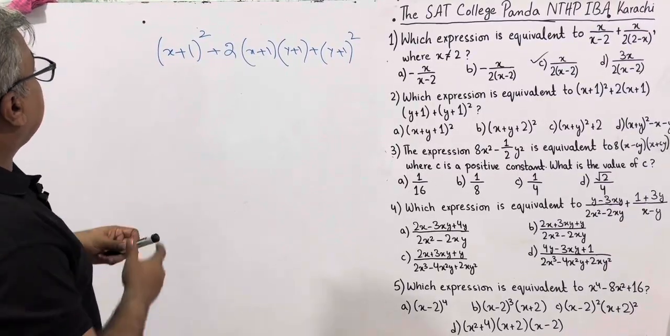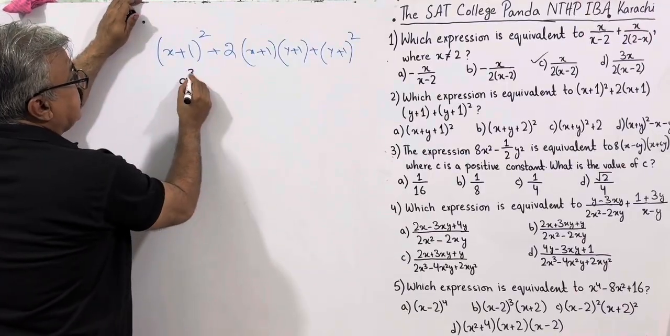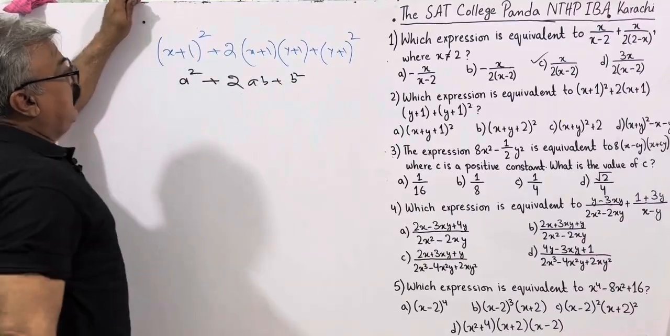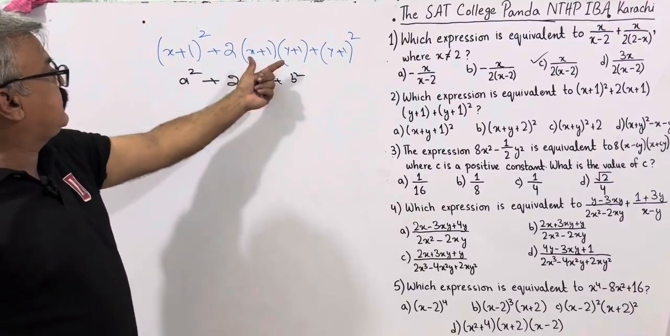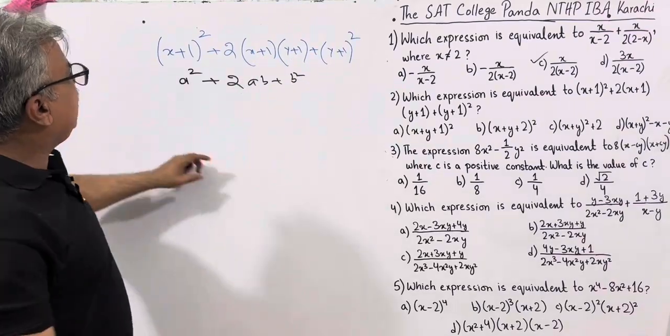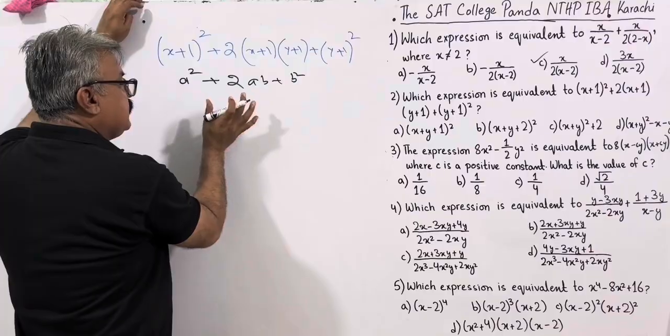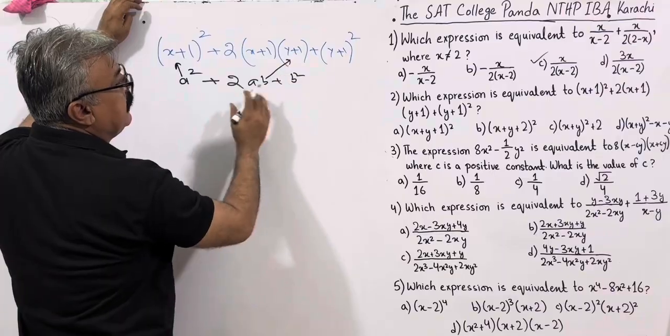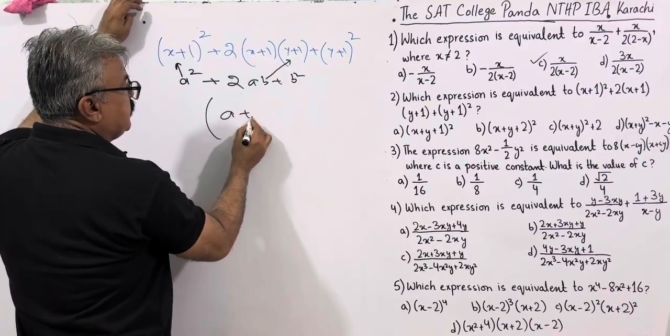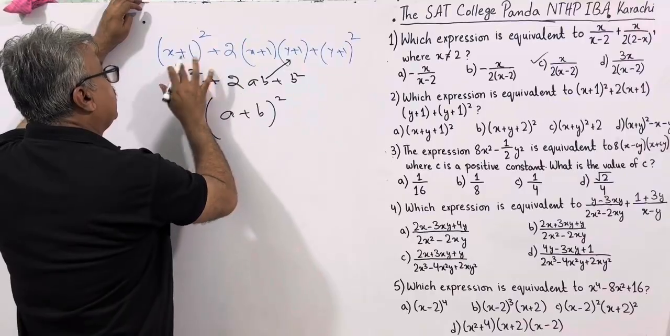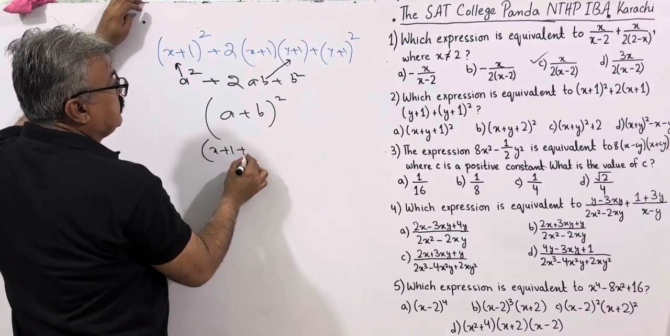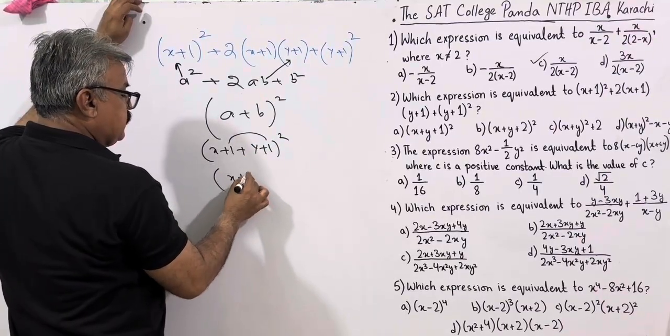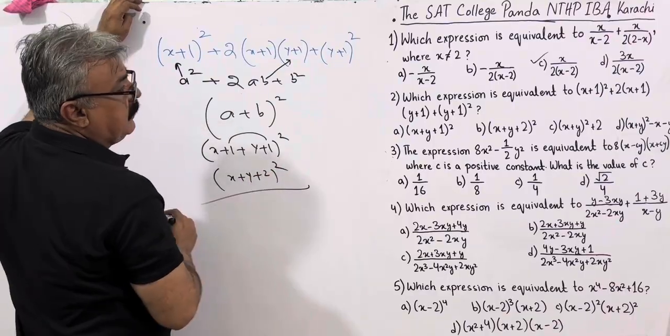Look at this. If we assume x plus 1 is our a, y plus 1 is our b, this is a square plus twice a b plus b square. This is the simple formula. It has been blended. Instead of a we have x plus 1, instead of b we have y plus 1. It is tantamount to a plus b whole square. Just replace the values: instead of a, x plus 1, instead of b, y plus 1, whole square. Adding 1 and 1, we have x plus y plus 2 whole square.